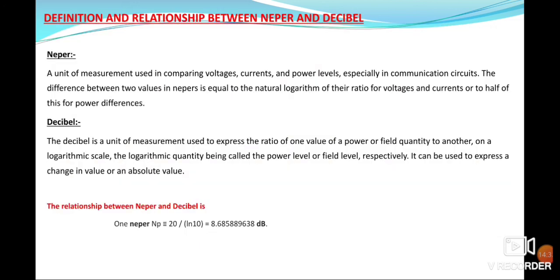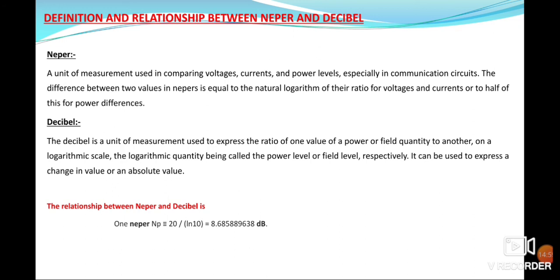Next is the definition and relationship between Neper and decibel. Neper is basically a unit of measurement used in comparing voltages, currents and power levels, especially in communication circuits. So the difference between two values in Nepers is equal to the natural logarithm of their ratios for voltages and currents, or to half of this for power differences.